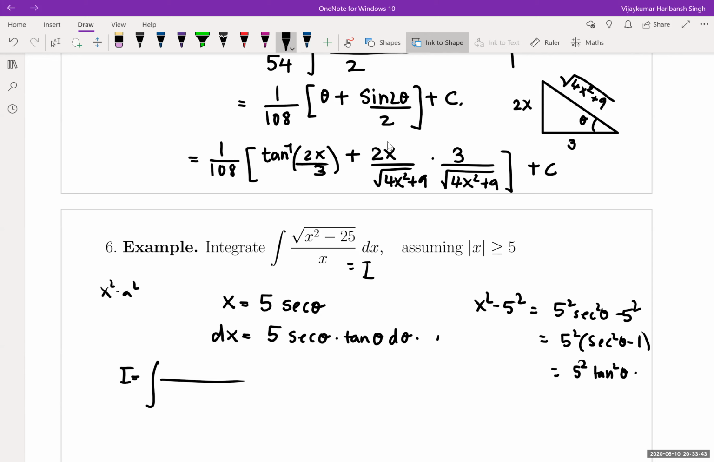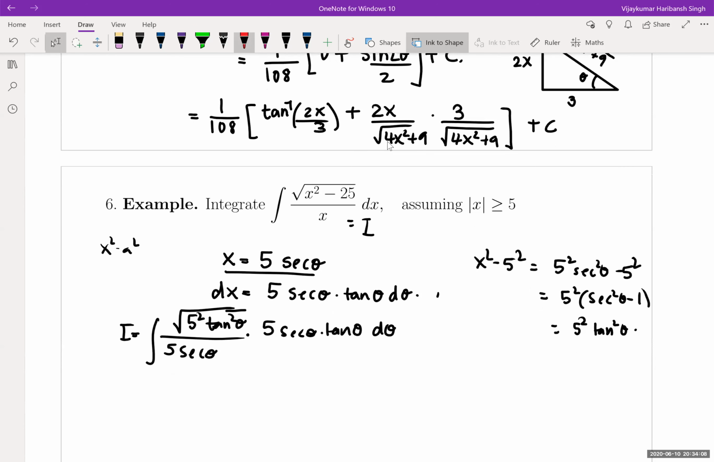So this can be simplified as square root of 5 squared tan squared theta divided by x, which is secant theta, multiplied by 5 secant theta tan theta d theta. So x is 5 secant theta, so there has to be a 5 here as well. So now these two will cancel out, right? So what do we have? This is going to be 5 tan squared theta d theta.